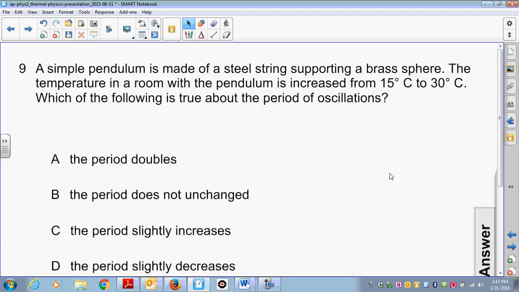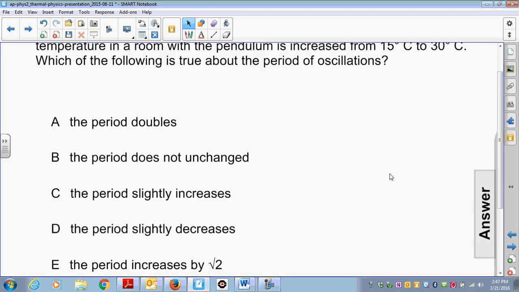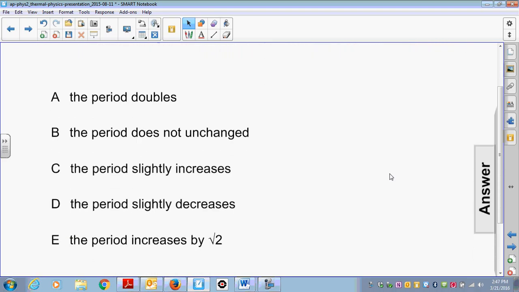Okay, a simple pendulum is made of a steel string supporting a brass sphere. The temperature in the room with the pendulum is increased from 15 degrees to 30 degrees. Which of the following is true about the period of oscillations? The period doubles. The period does not change. The period slightly increases. The period slightly decreases. The period increases by the square root of 2. I believe this is supposed to be that the period remains unchanged.